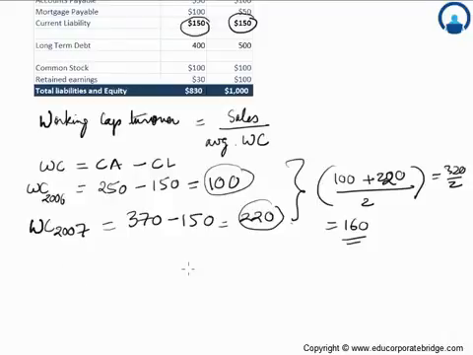Let's calculate the working capital turnovers. So working capital turnover is defined as sales divided by average working capital. Sales is 400 here and the average working capital is 160. So this comes out to be 2.5.